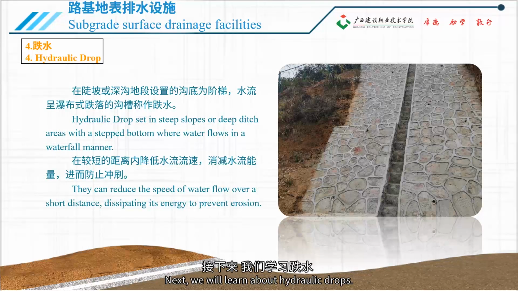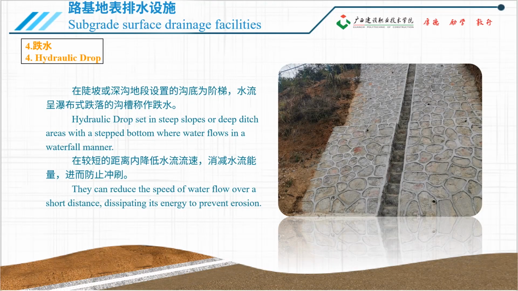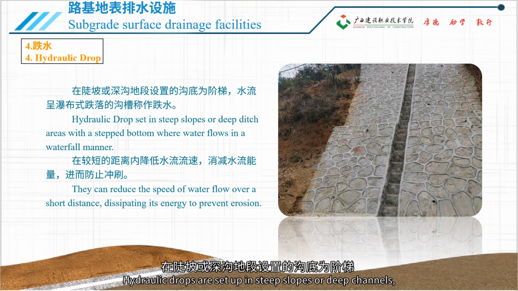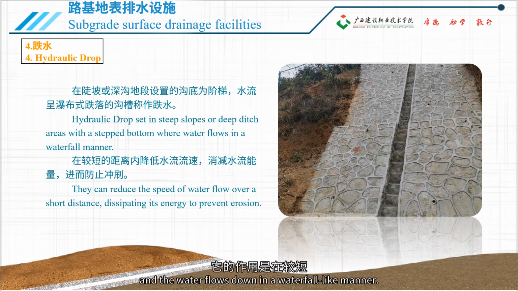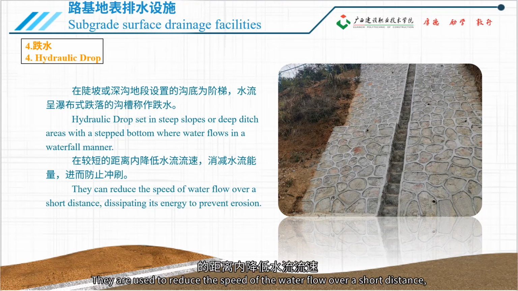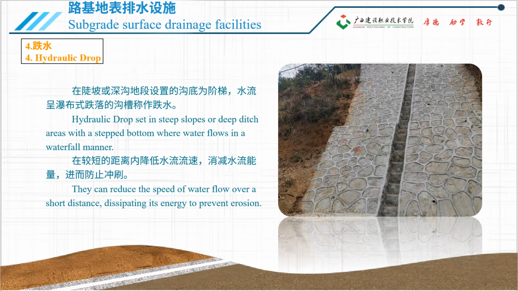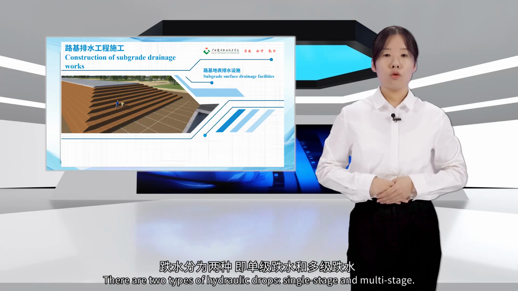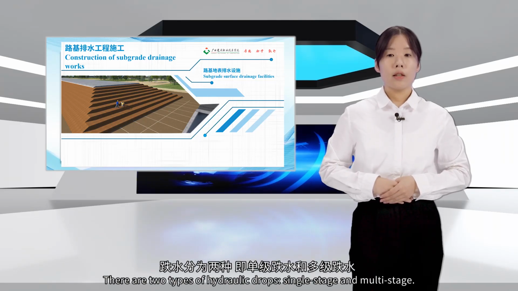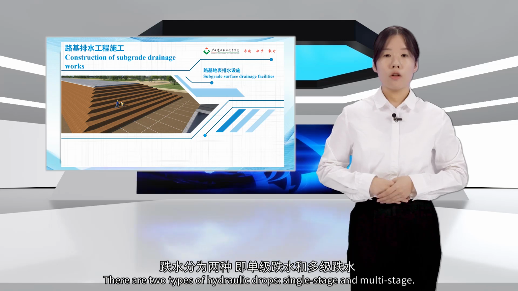Next, we will learn about hydraulic drops. Hydraulic drops are set up in steep slopes or deep channels, where the bottom of the channel forms steps, and the water flows down in a waterfall-like manner. They are used to reduce the speed of the water flow over a short distance, dissipate the energy of the water flow, and thereby prevent erosion. There are 2 types of hydraulic drops: single-stage and multi-stage.